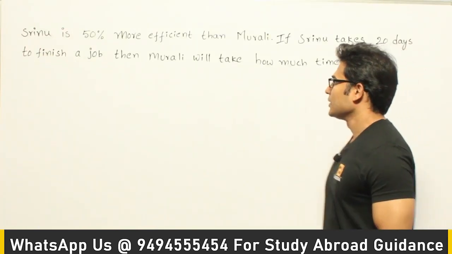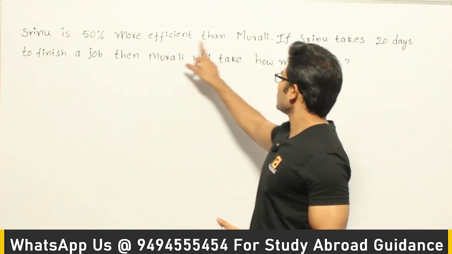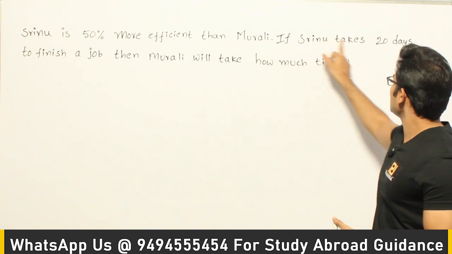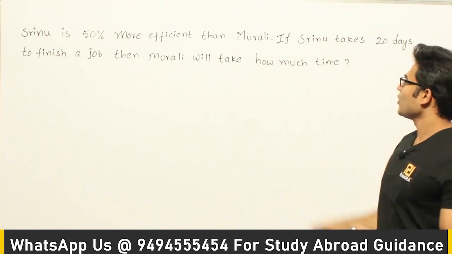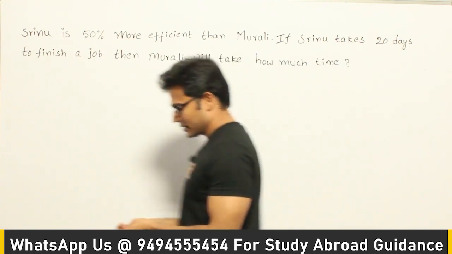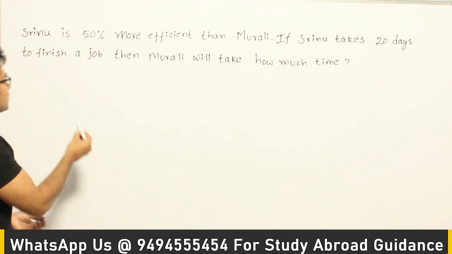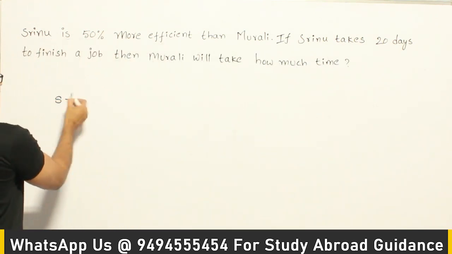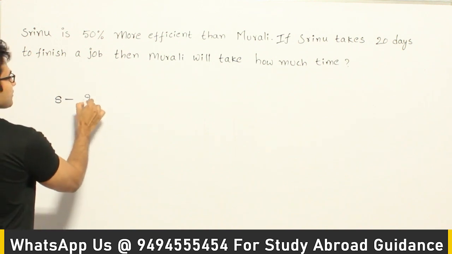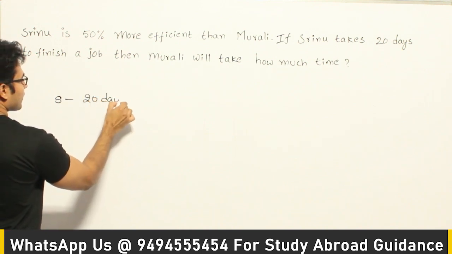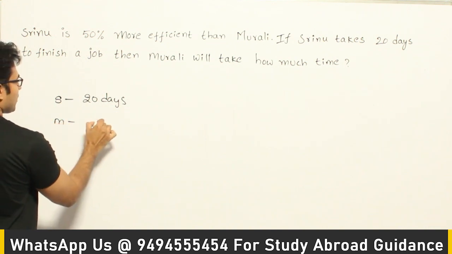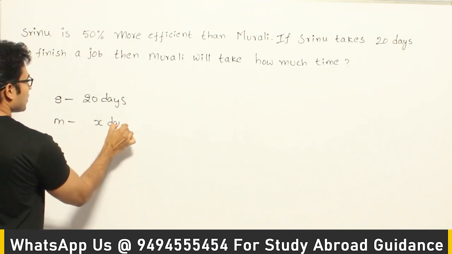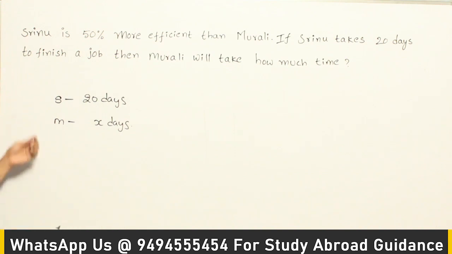Now let's see this question. Srinu is 50% more efficient than Murali. If Srinu takes 20 days to finish a job, then Murali will take how much time? So they are saying that Srinu is going to finish some work, some job in 20 days. And Murali, we have to find out the number of days. Since we don't know the number of days, we are taking X days.